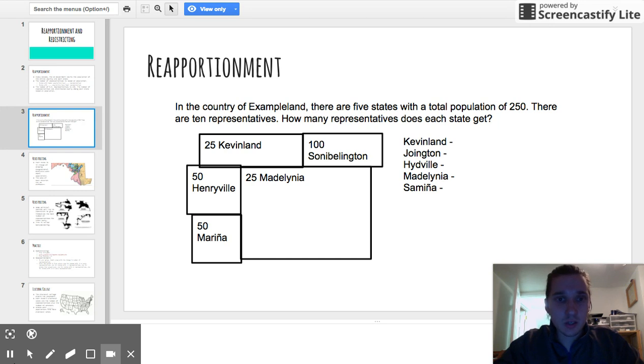After each census, which happens every 10 years, the number of people in each state usually changes. When that happens, the representatives in each state change based on how many people they have. If a state increases in population, a state will usually have more representatives. If a state decreases in population, they'll usually have fewer representatives.